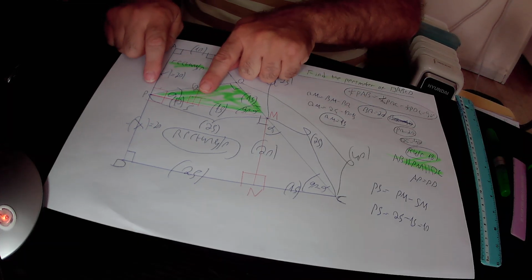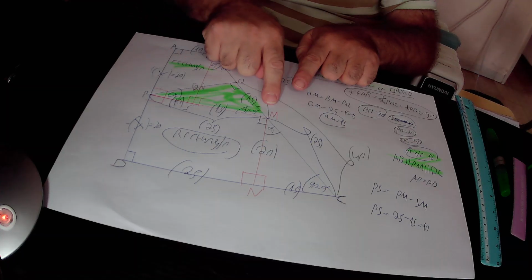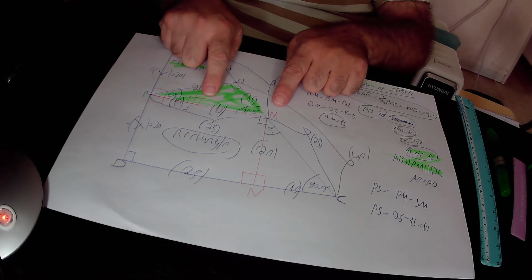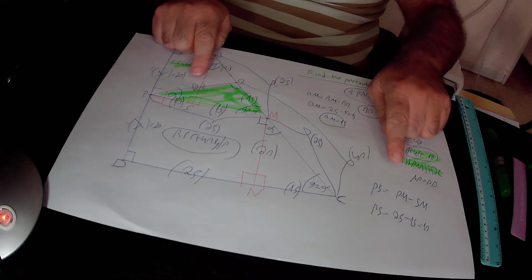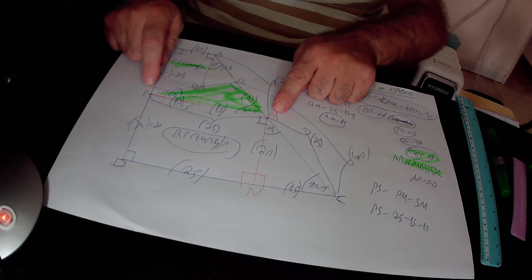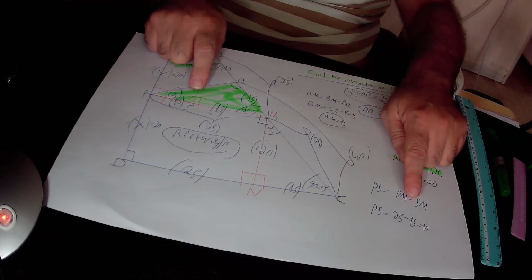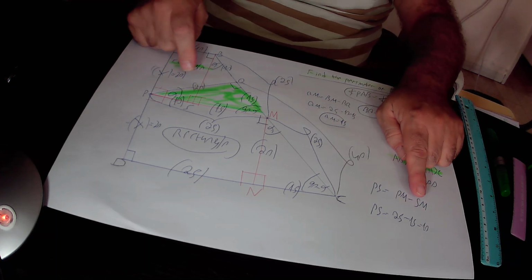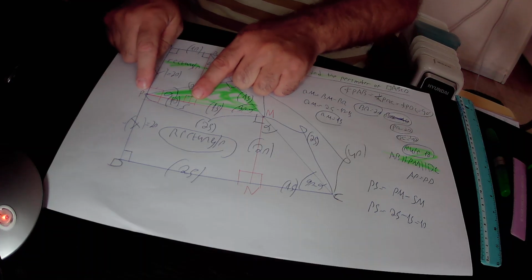So in total, SP equals PM, that is 25, minus SM, that is 15. Again, PS equals PM minus SM. So PS equals PM, that is 25, minus SM, that is 15. So in total, PS equals 25 minus 15, that is 10. So PS equals 10 units in its length.